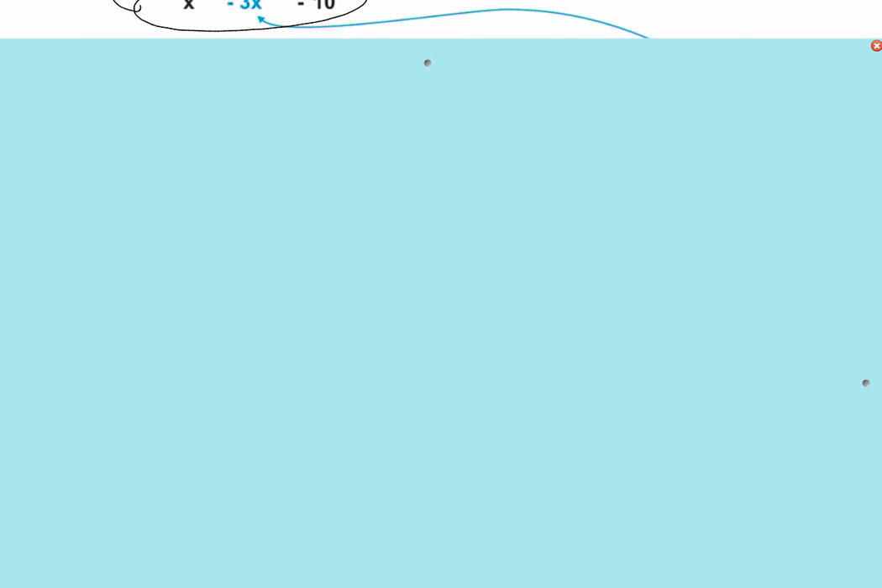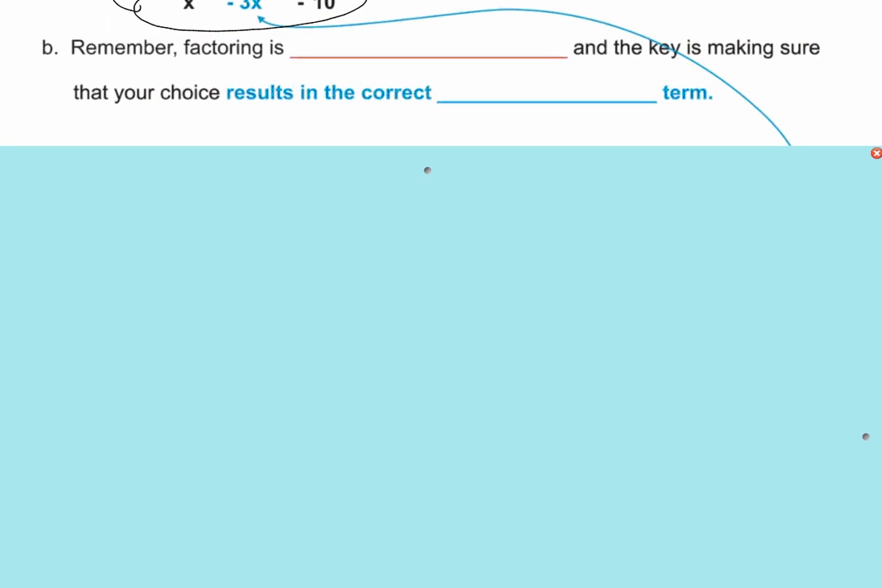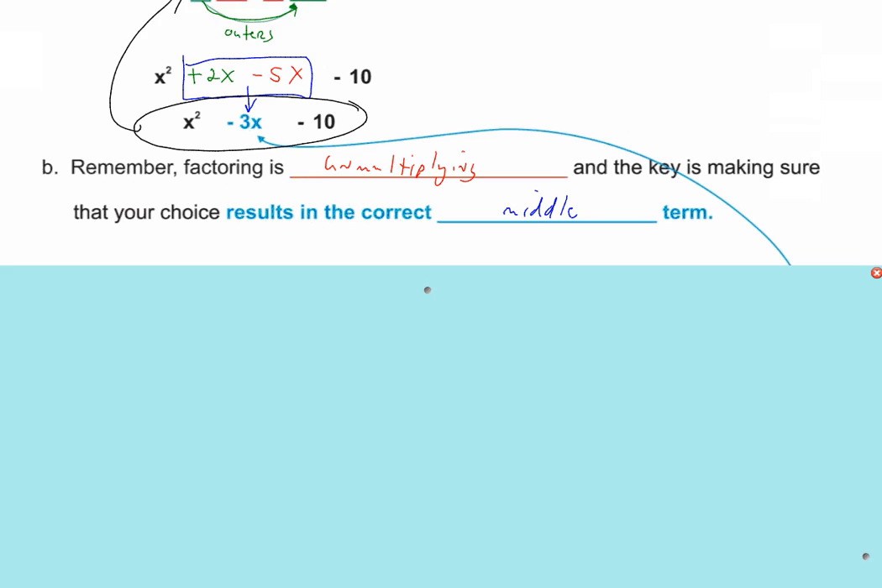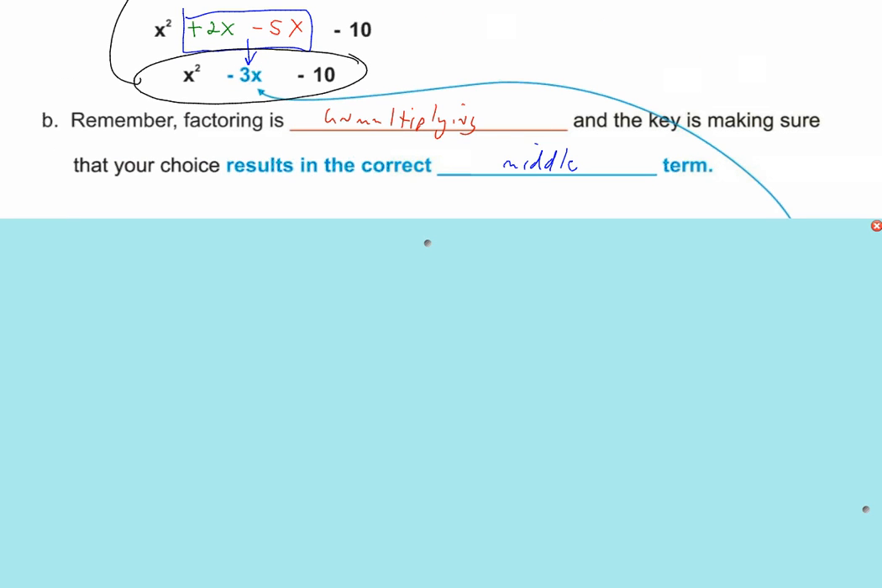It's all about the outers and the inners. Please ask questions as we go. Remember, factoring is, and in red, unmultiplying. If that's a word, I don't know. I'm using it anyhow. This is math. You can do that. Remember, factoring is unmultiplying. And the key is making sure that your choice results in the correct middle term. It's all about the middle, assuming the other parts you use are correct.